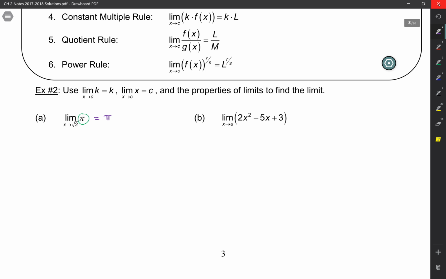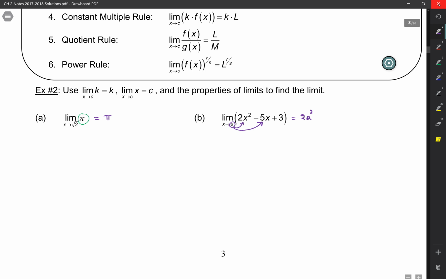Okay. So for the next one, we actually have a function, right? So what are we going to do here? We're going to take a, the limit as x approaches a, and we're going to plug it into our variables. So this is going to be 2a squared minus 5a plus 3. So if it was this, the limit of this function as x approaches negative 7, we just plug negative 7 into x, and that's it. And then, of course, we simplify.